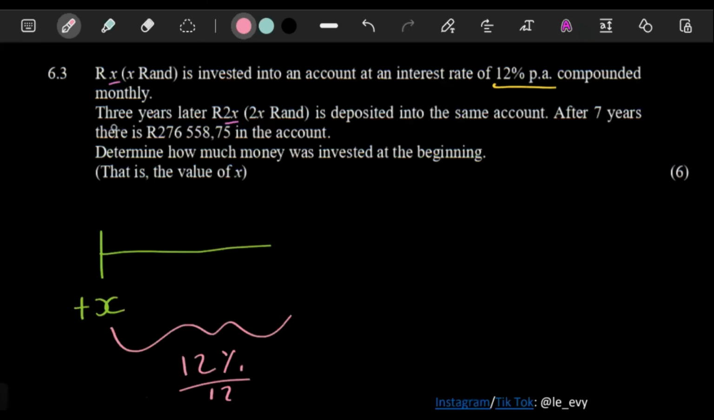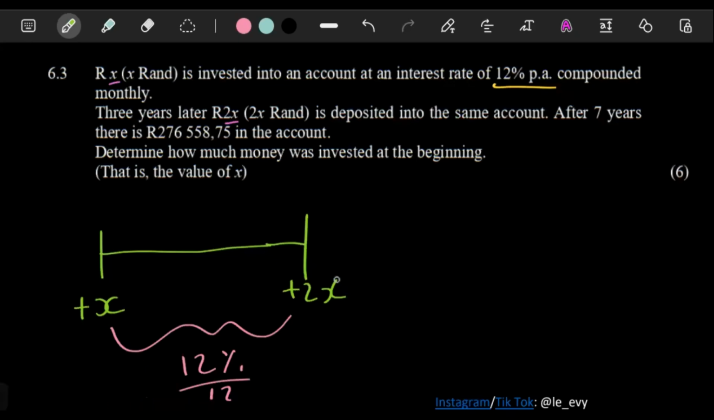And then it says 3 years later. So you see here, something is about to happen. That's why we have to perform a calculation. So from here all the way until here, the interest rate is 12% per annum. Money was added here, and then money is about to be added again. So whenever money is about to be added again, you need to keep track of how much is in the account to begin with.